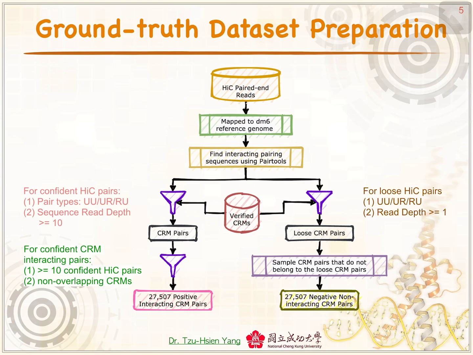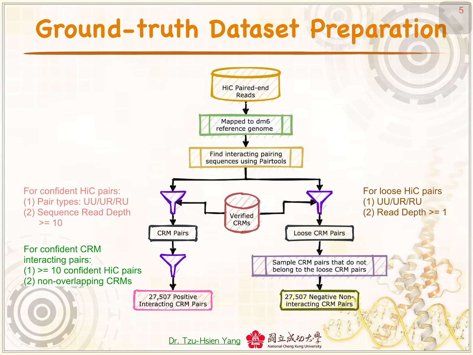And we first filter out those confident Hi-C pairs. We ensure that these pairs are of only UU, UR, and RU types. And we also require these Hi-C pairs to have sequence reads more than 10. And we overlap these confident Hi-C pairs with the verified CRMs. Then we get these CRM pairs. And in order to get the confident CRM interacting pairs, we further require the CRM pairs to have more than 10 confident Hi-C pairs. We also retain only the non-overlapping CRM interacting pairs, and in total, we get 27,507 positive interacting CRM pairs.